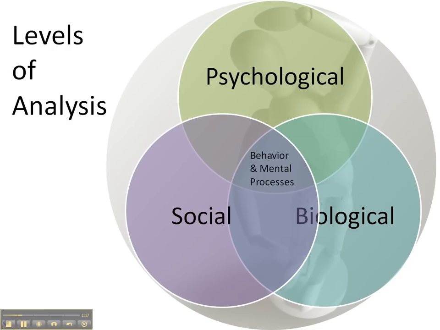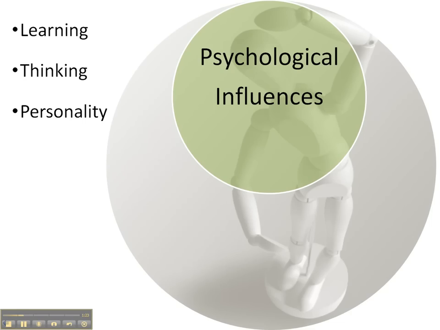I like to think of them as lenses through which we see behavior and mental processes. The psychological influences relate to the way we see the world, the way we process information about it. So that includes learning, which we define as the associations that create relatively permanent changes in behavior. It also includes thinking or cognition, the way we process information, and personality, our characteristic ways of thinking and behaving.